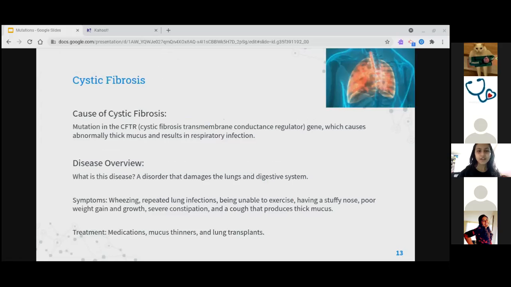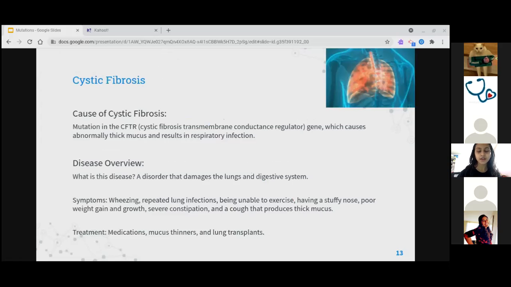Now we will be moving on to cystic fibrosis. Cystic fibrosis is a disorder that damages the lungs and digestive system by causing the production of abnormally thick mucus, which results in respiratory infection. You may be wondering, what causes cystic fibrosis?